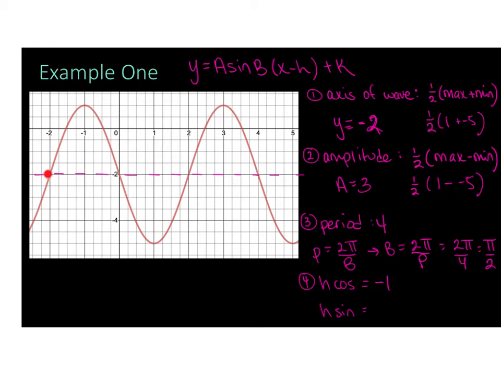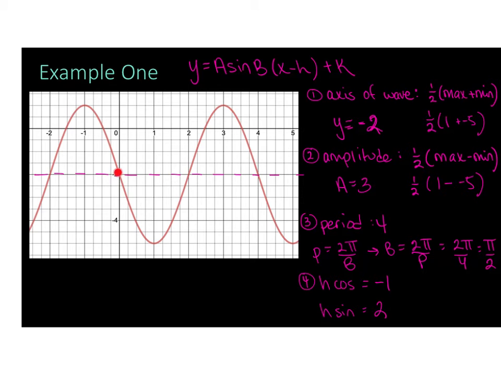Remember, sine starts on the axis of wave, goes up to its maximum, back to the axis of wave, down to its minimum, back to the axis of wave, where it would start over. So I could say that the horizontal translation, if I wanted to use this point, would be -2. I could also say that the horizontal translation is +2 if I wanted to say that it starts here. Both of those answers are correct. For this one, I'll say +2.